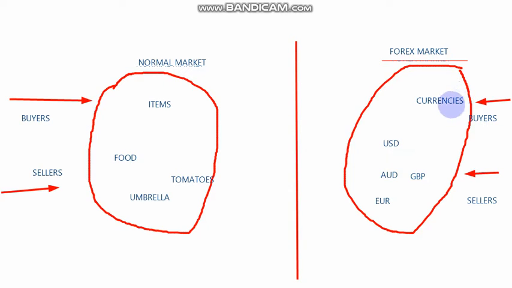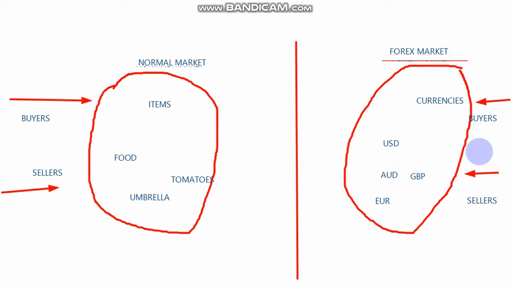Now when you come here, in the market we have US dollars, the short form is USD. We have Australian dollars, that is AUD. We have the British pound, GBP. We have the euro, which is EUR. So all those currencies are in the market. Now you are a trader, you come, buyers are coming to the market and also sellers are coming to the market.